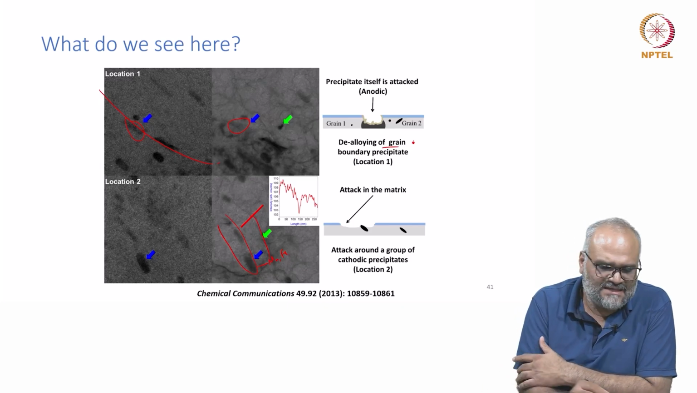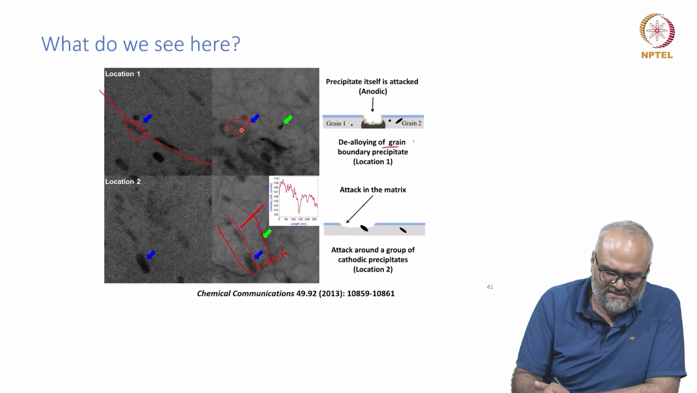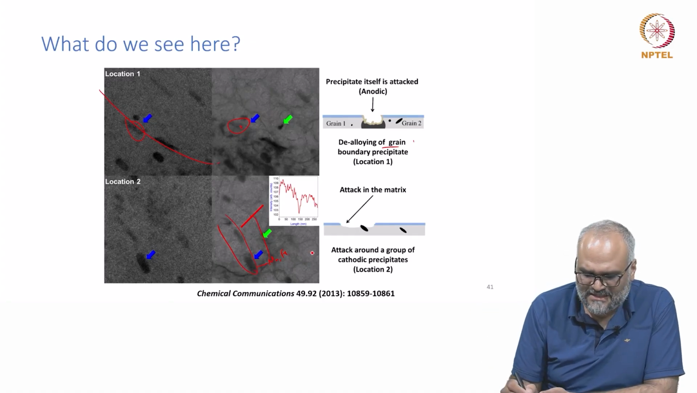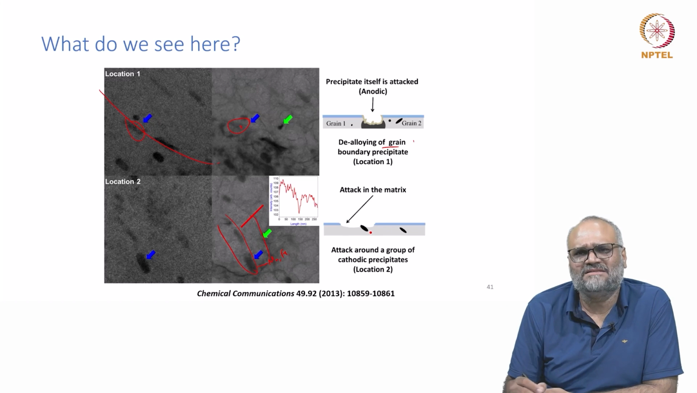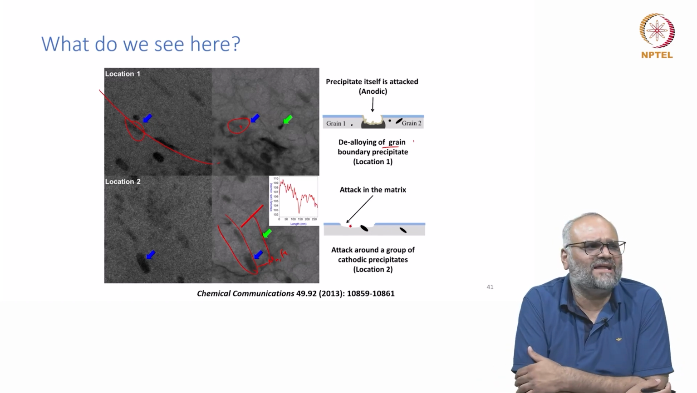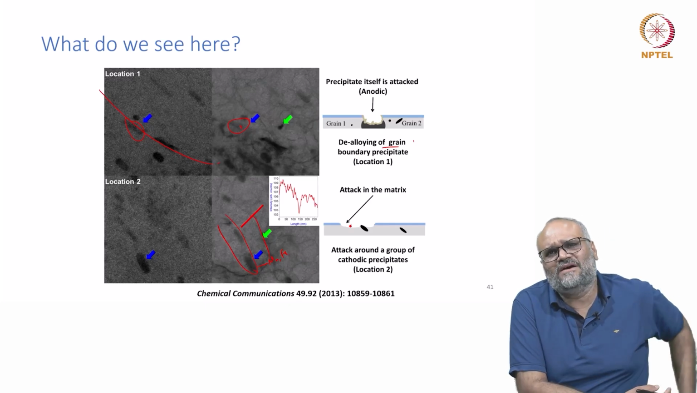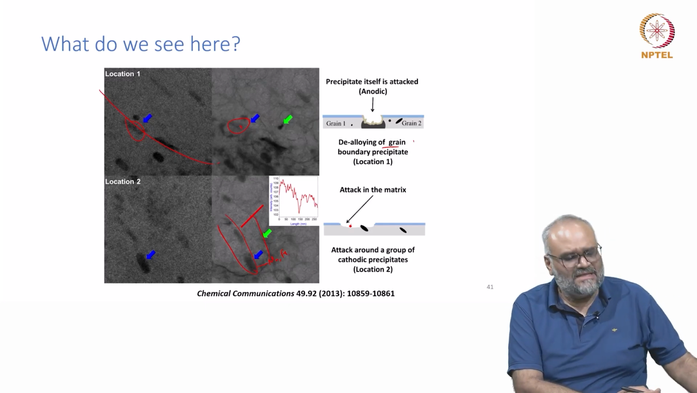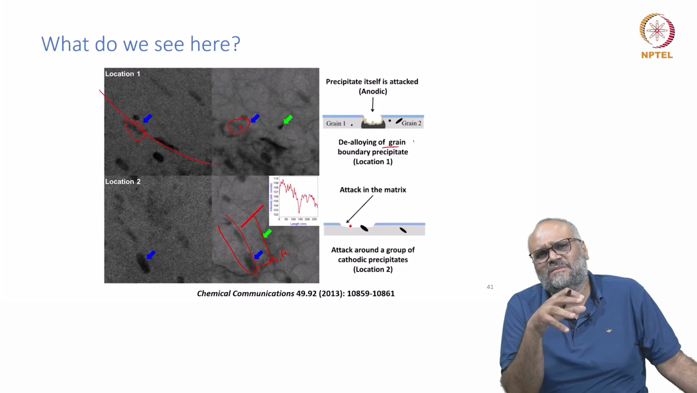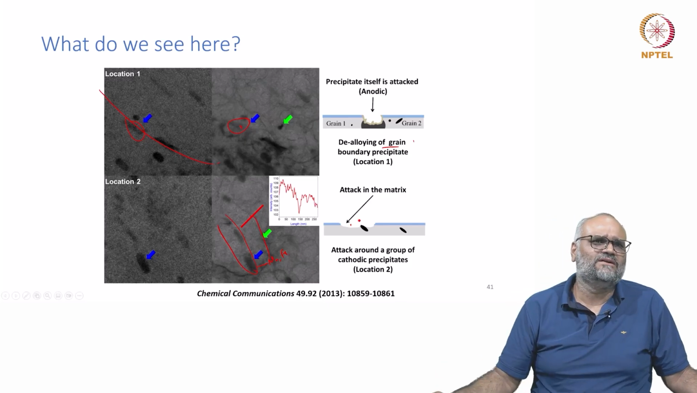This is an anodic precipitate which is rich in magnesium, and this is a cathodic precipitate which is rich in manganese, and you see an attack in the matrix. So these are mechanisms of localized corrosion. And then moving further, the thought was, if you can do heat treatment and then corrosion on the same specimen, how would it look?